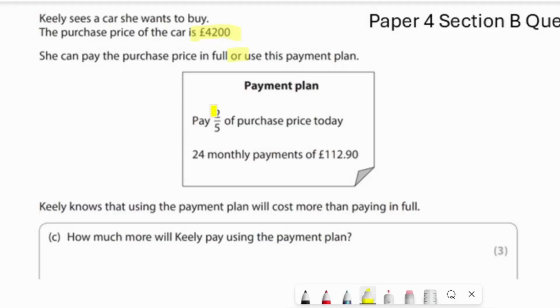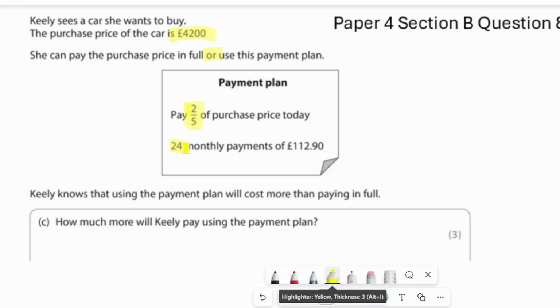So here we have a familiar concept, which is that if you have the money in your bank account, £4,200 today, you can buy the car for that. Otherwise, you can have the car today with only 2/5 of that amount of money, and then you will have to pay a monthly installment for 24 months to pay the rest. But in the long term, it's going to cost you more. And the question's saying, how much more?